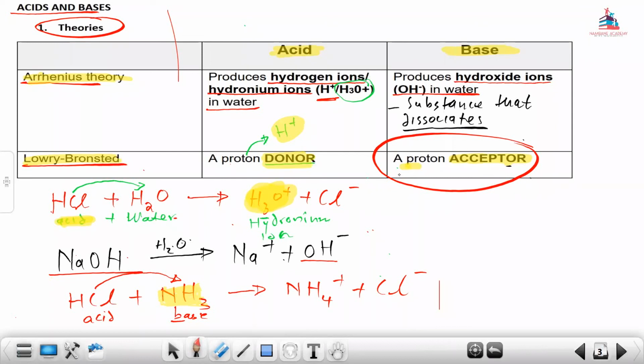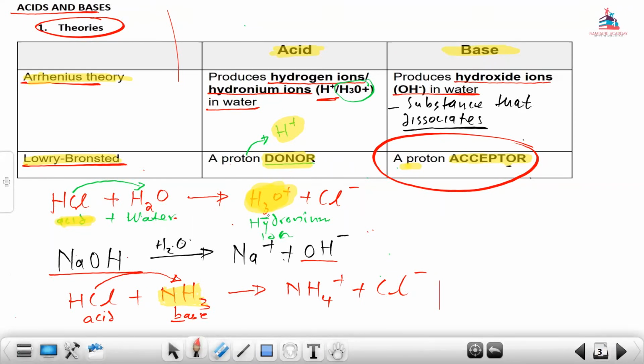Base at the end of reactants, sodium hydroxide, OH. Yes, sir. Because the rule Arrhenius says is a substance that produces a hydroxide ion, which is OH minus. For an acid, it must be H3O plus. It must have H3O plus. Okay, sir. Thank you very much.